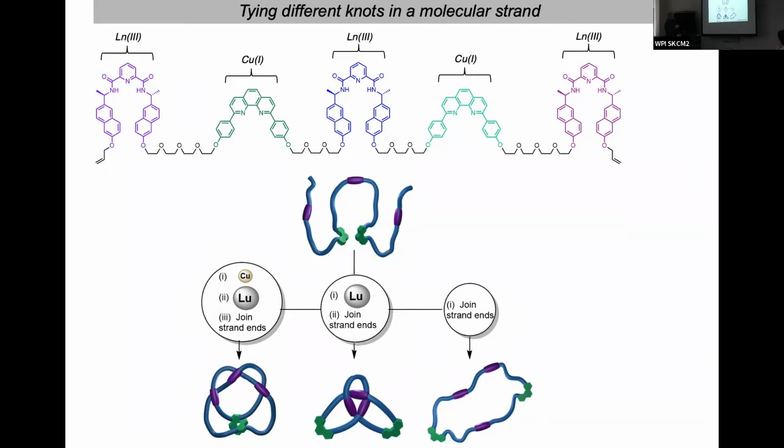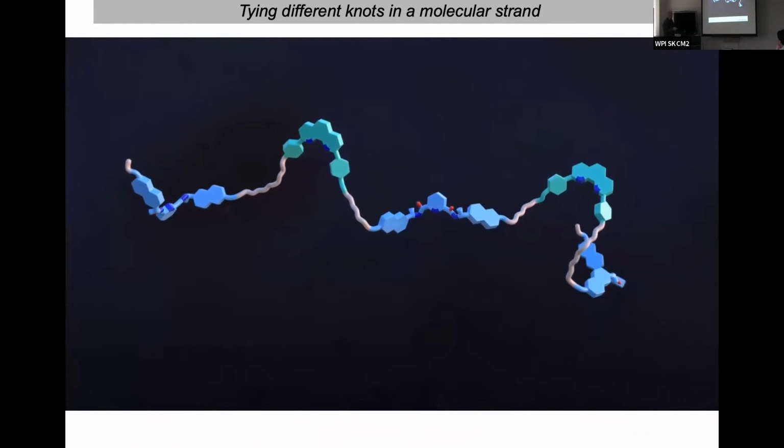So just as we saw before, it'll form a trefoil knot. However, if we add copper to this compound, it'll form a loop between the copper binding sites here, and then the lanthanide binding groups have to thread through that loop, and that leads to a different kind of knot. And it's sort of illustrated with this movie.